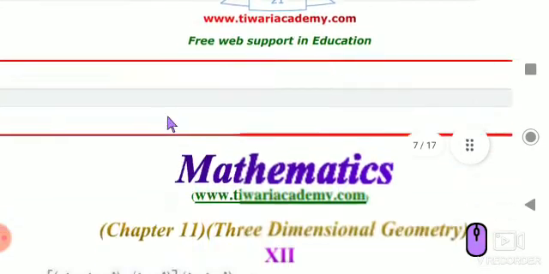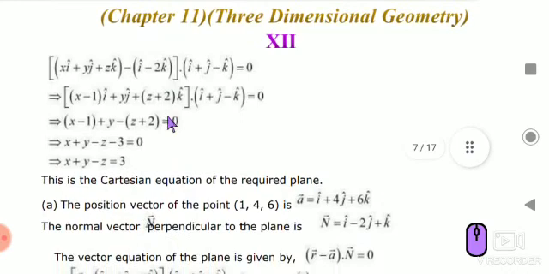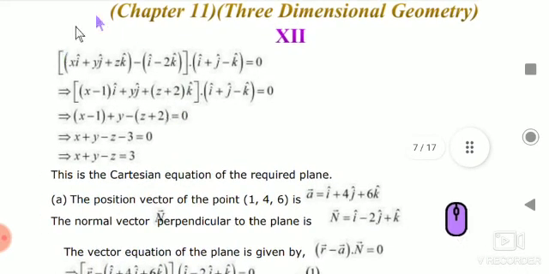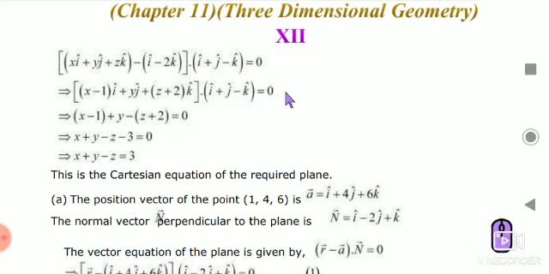Therefore equation 1 becomes (xi + yj + zk) minus (i − 2k) dot (i + j − k) is equal to 0. Taking the difference between these two vectors, we get (x − 1)i + (y − 0)j + (z + 2)k dot (i + j − k) = 0. By taking the dot product between these two vectors, we get x − 1 + y − z − 2 = 0. By solving this equation, we get x + y − z − 3 = 0, or we can write x + y − z = 3, which is the required Cartesian equation of the plane.